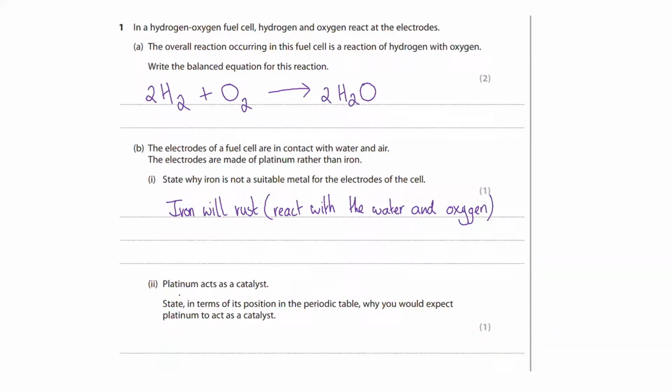Platinum acts as a catalyst. State in terms of its position on the periodic table why you would expect platinum to act as a catalyst. So catalysts are usually metals that speed up a reaction, and lots of catalysts are transition metals. So platinum is in the transition metals. Okay.